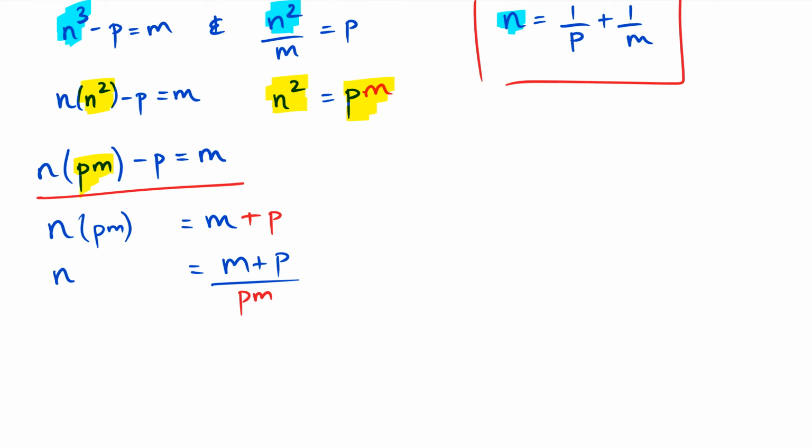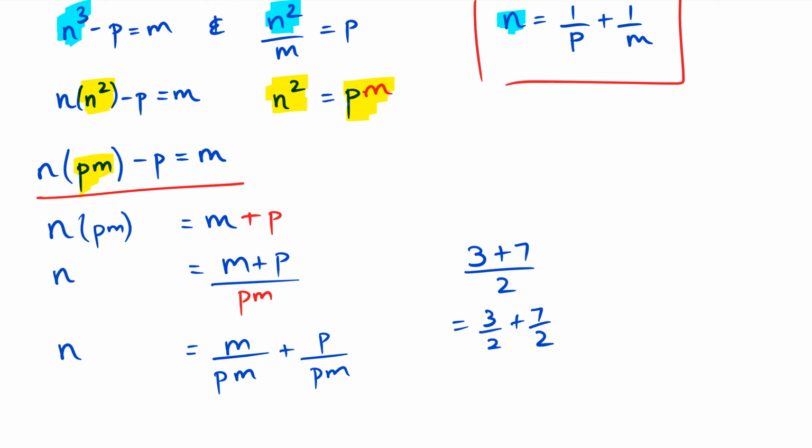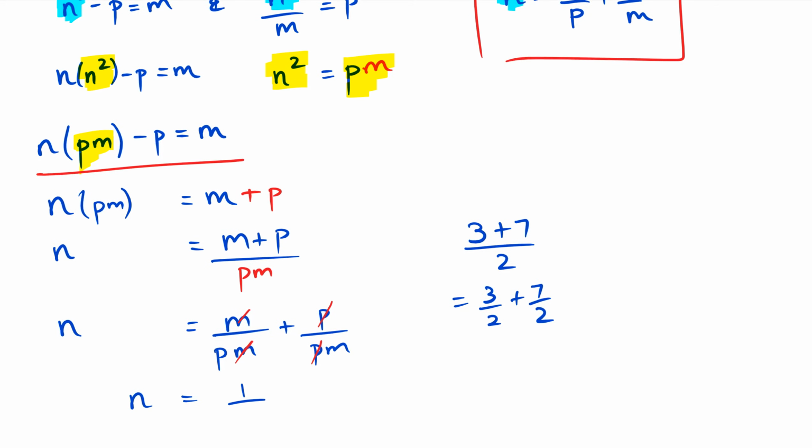Alright, now once I have this, I can split up the fraction and rewrite it as m over pm plus p over pm. And the reason I can do that is, remember, if you have something like 3 plus 7 over, I don't know, 2, this is the same thing as saying 3 over 2 plus 7 over 2. So that's what I've done here. I've had pm as the common denominator, and I've split them up into two separate fractions. And when I do this, the two m's cancel out in the first fraction, the p's cancel out in the second fraction, and I'm left over with n is equal to 1 over p plus 1 over m.